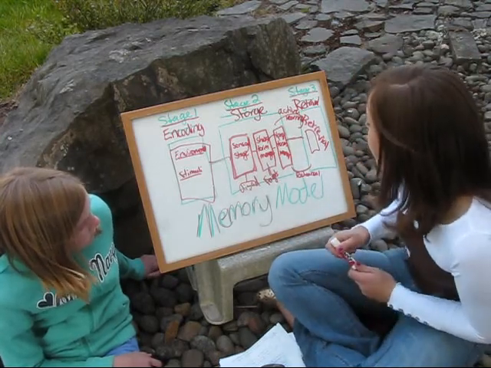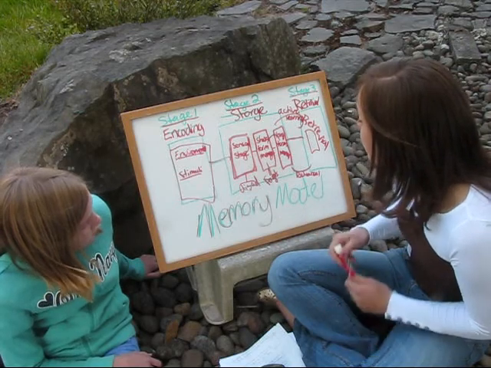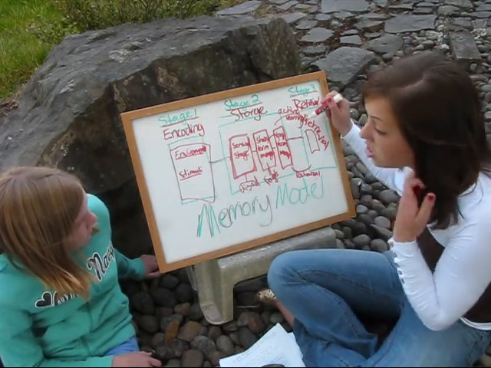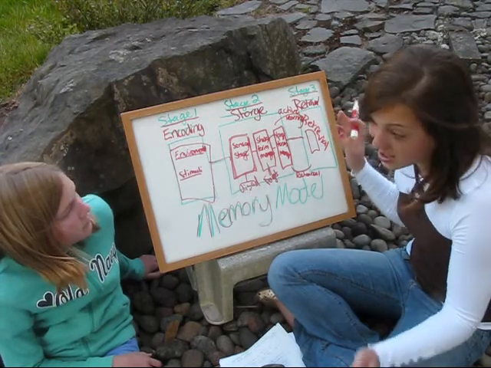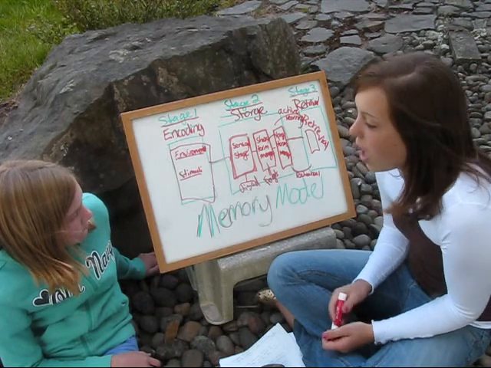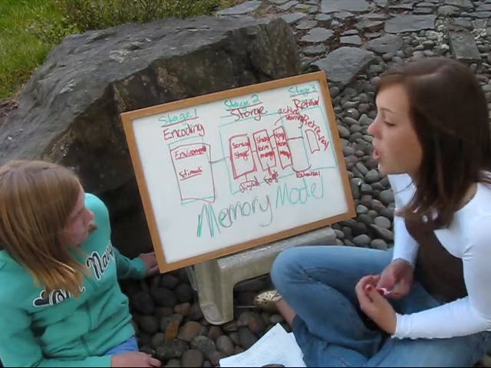Retrieval. And so some things that will help you retrieve information from your long-term memory are active learning strategies, which we talked about earlier, study smart, not hard, and rehearsal. So those are some things that will help you retrieve the information from your long-term memory.